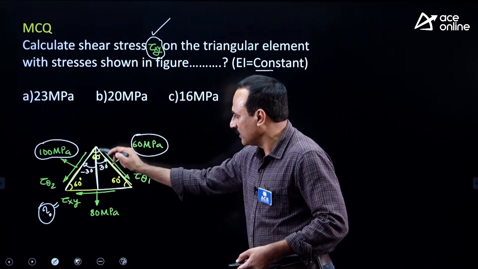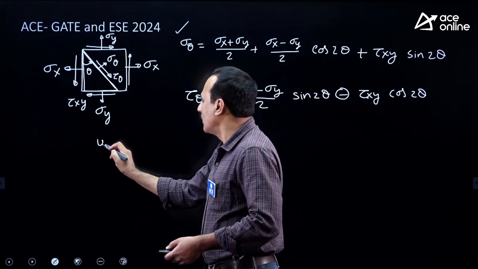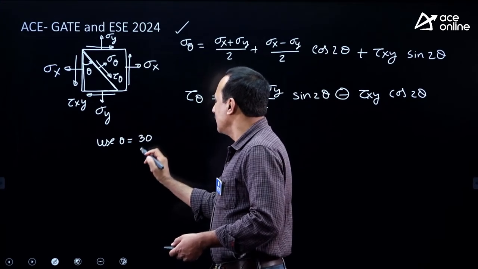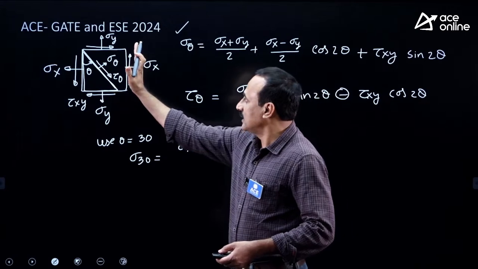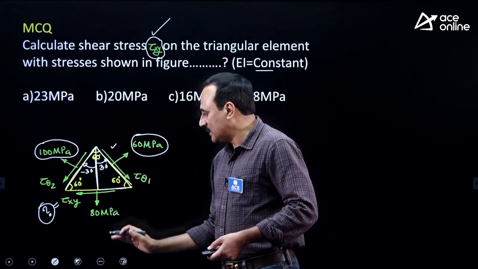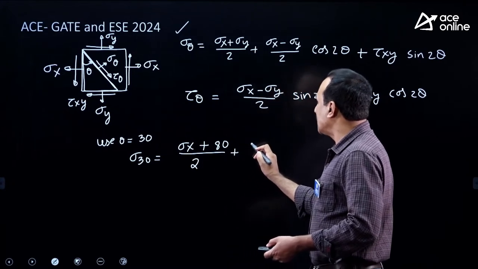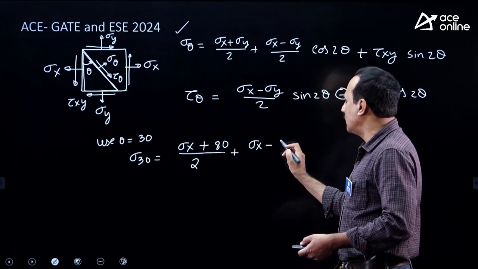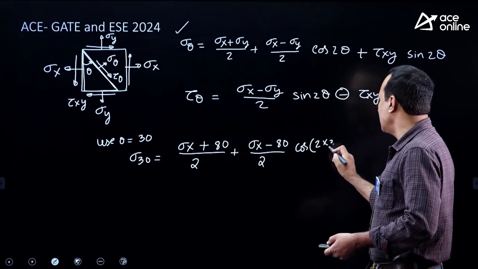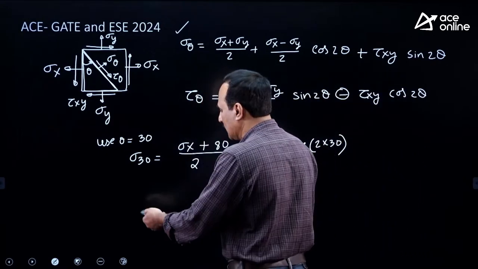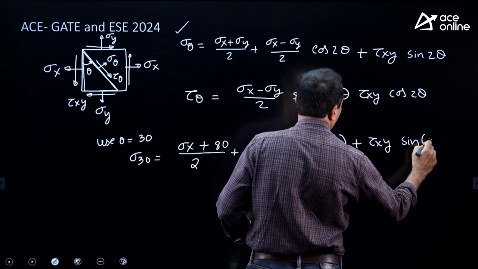So I'll take this triangular part, the right side triangular part. For this, theta is equal to 30 degrees. Then sigma 30 degrees will be equal to... sigma x is not known to us, it is not given on the vertical plane itself, but sigma y is 80 megapascal, tensile. So sigma x plus sigma y by 2, plus sigma x minus sigma y by 2, cos 2 into theta, 2 into 30 degrees, plus tau xy, which is also unknown, sin 2 into 30.